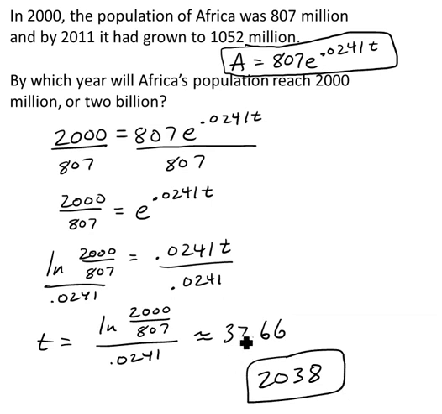Because by the year 2037, according to this model, it would not quite reach 2,000 million. It happened somewhere during that following year. So by the year 2038, it will reach that level.